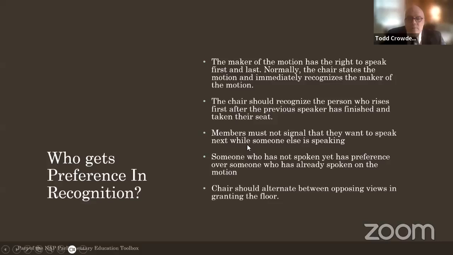He can sometimes say, "Is there anyone who'd like to speak against the motion?" But he doesn't have to. That's optional. The chair does have some discretion in recognition, but he ought not to use it in a biased or unfair way. Yes, Kenneth Gandy.